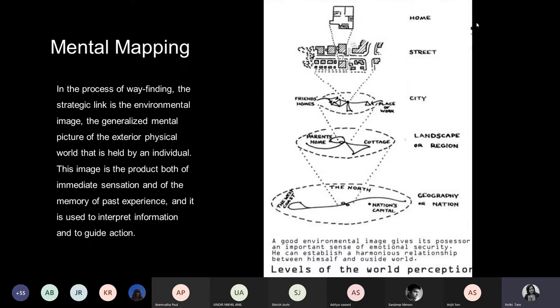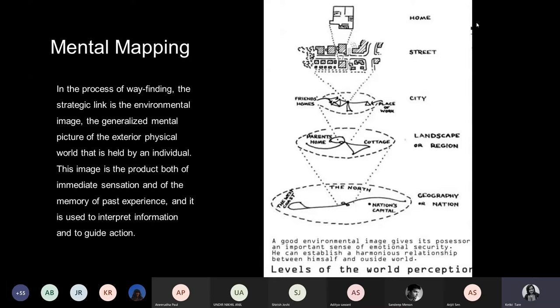So when we're talking about a mental map, what is mental mapping actually? It is nothing but a process of wayfinding. How do people find their way through the city, or what are the images that they carry? So these are the basic elements that people try to map out, and it actually starts at different scales, right?